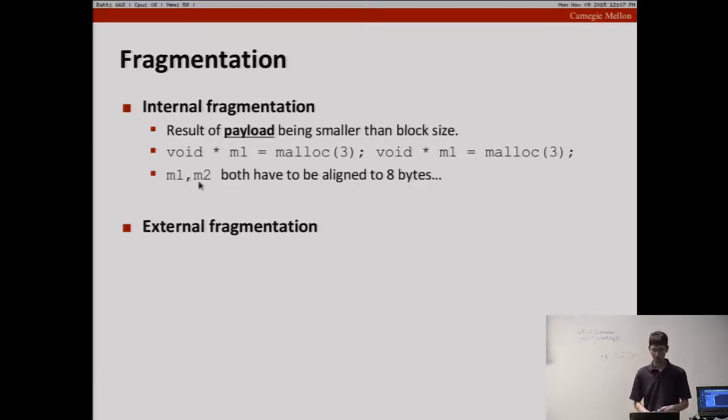Everything has to be aligned to 8 bytes. With constraints like that, if you just keep allocating 1 byte over and over and over, we're going to have issues with 7 bytes being wasted every time, potentially. So that's internal fragmentation, and depending on how you design your data structure, you can reduce that. Certainly, you don't want your data structure to require a minimum block size of like 1,000 bytes, because then any allocation smaller than 1,000 bytes is going to have a lot of fragmentation.